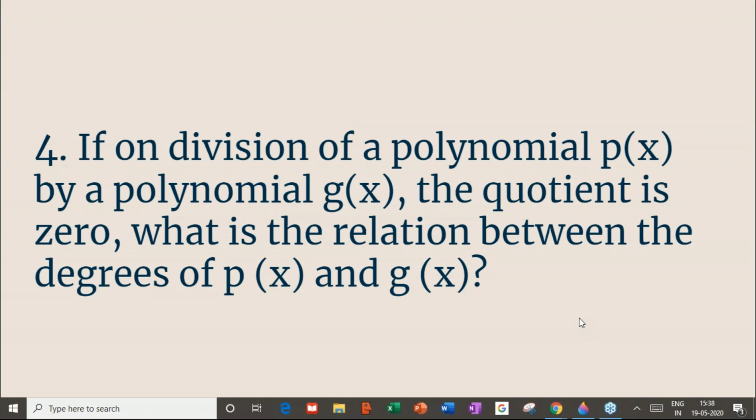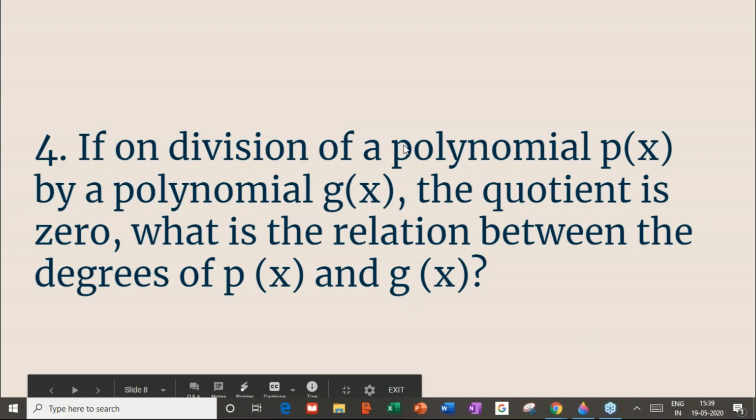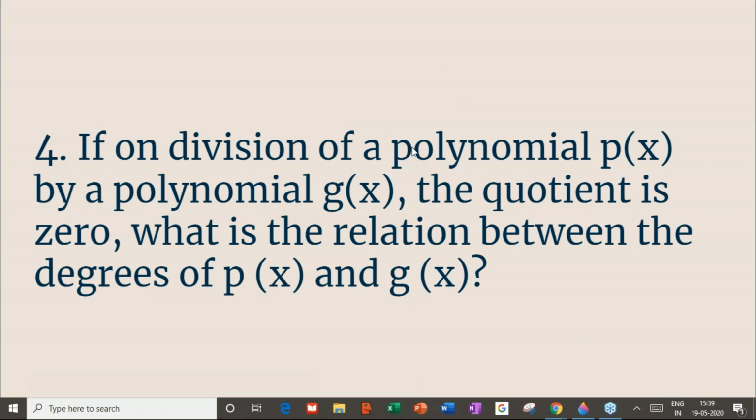Nope. Mihika, no. Manasvi, no. Ritu, yes. Shankadeep, yes. Navya, yes. Ritisha, yes. Rishit, what? I'm looking for a relation between p of x and g of x. Sanat, yes. Okay, I think most of you got it. Sanskriti, it's the other way around. Degree should be equal. Why, Rudra? Why should the degree be equal?